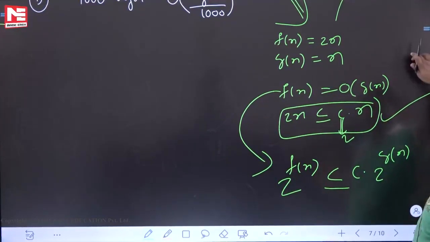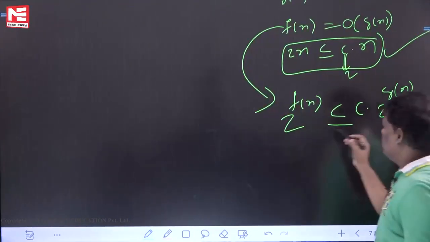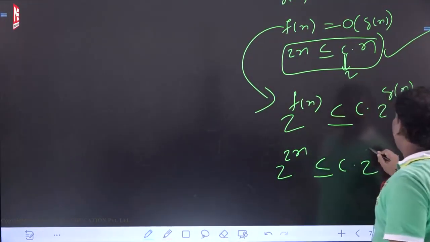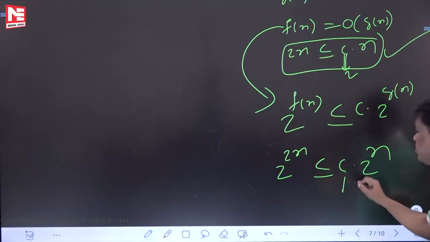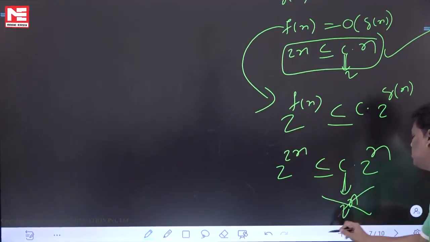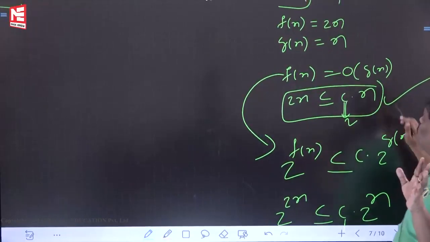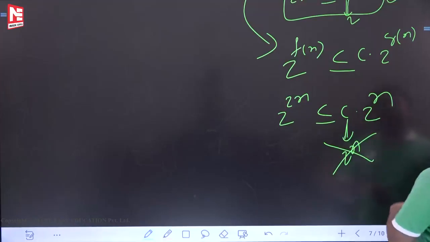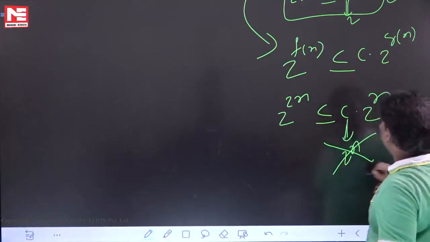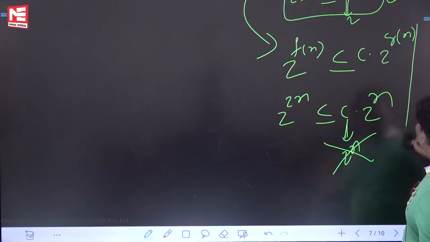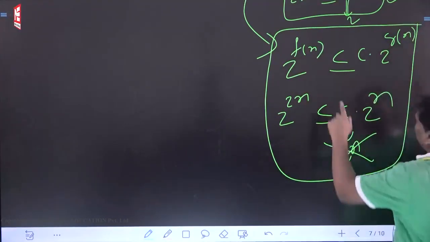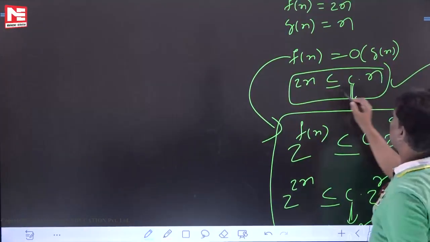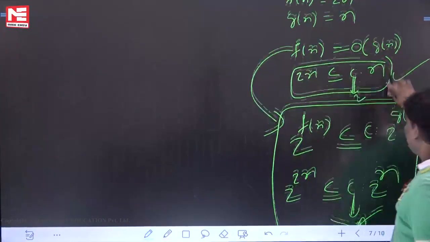Is it true or not? Let me check. 2 power f of n is 2 power 2n, less than or equal to some c into 2 power g of n, which is 2 power n. The c value now required is 2 power n, which is not possible. So between two functions, if big O is possible, after keeping them in the powers, big O may not be possible. I kept them in the powers, please see: 2 power f of n less than or equal to c into 2 power g of n. Before keeping in the power, it is working. After keeping in the power, it is not working.